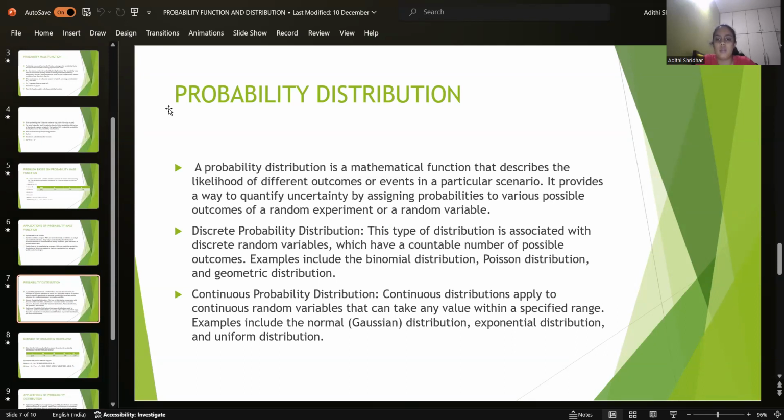Discrete probability distribution. This type of distribution is associated with discrete random variables which have a countable number of possible outcomes. Examples include the binomial distribution, Poisson distribution, and geometric distribution. Continuous probability distribution applies to continuous random variables that can take any value within a specified range. Examples include the normal distribution and the exponential distribution.